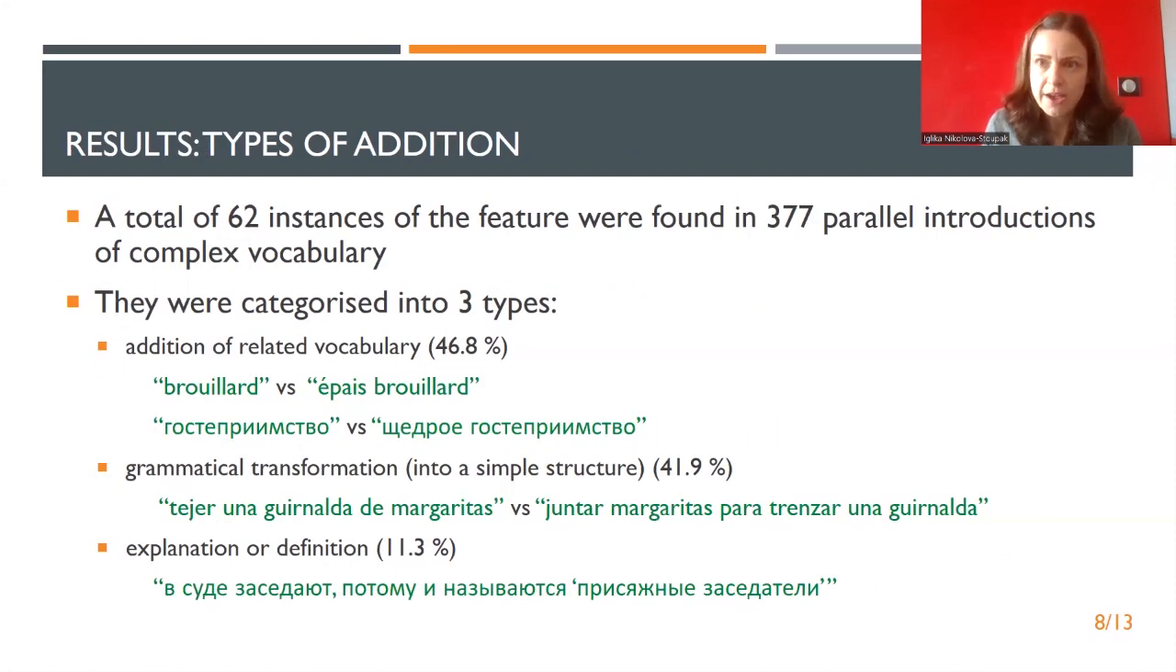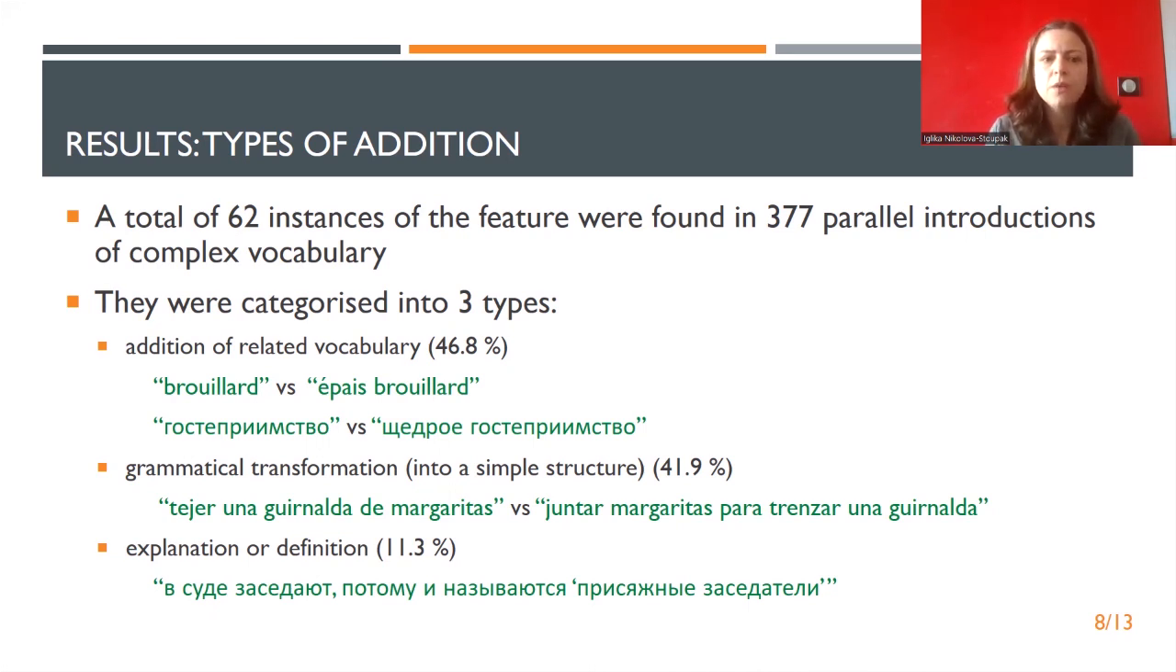So after I checked all instances of this feature, I figured that there were 62 of them out of a number of 377 parallel introductions of complex vocabulary as found. And I categorized them into three general types that are sometimes a little bit hard to tell from one another. So one is addition of related vocabulary. So more context related to the same general linguistic field that can even sometimes border redundancy.